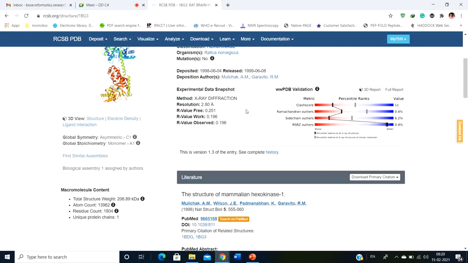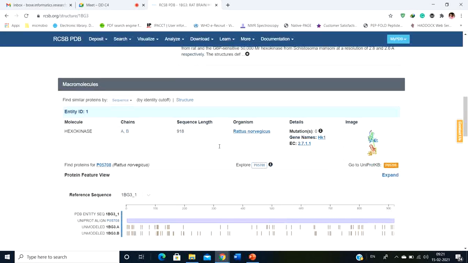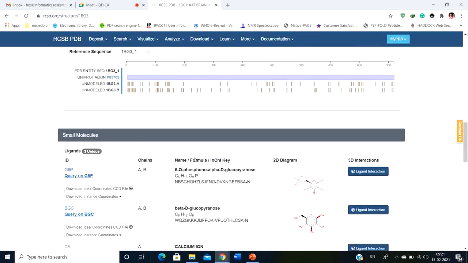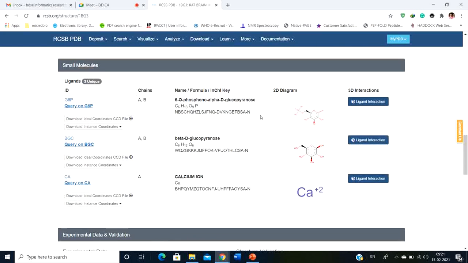There are some structures in which you can find the resolution as low as 1.5 angstrom also. So the lower the value, the better. Okay. So these are the experimental parameters and setups. And if you simply come down, you are going to find this particular protein, and these are the things that are present in the protein.